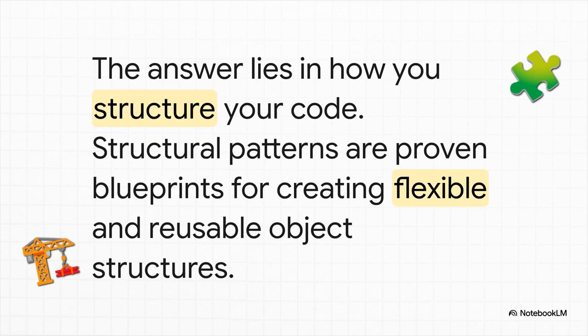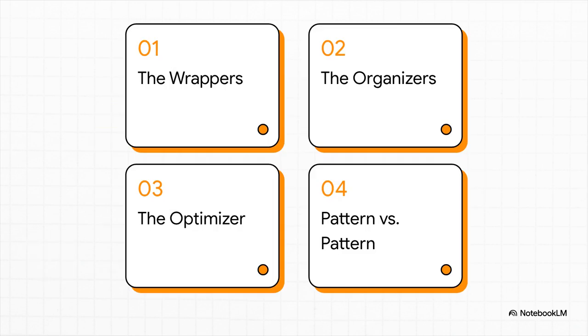They're these proven, time-tested blueprints for creating larger structures out of smaller pieces and keeping everything flexible and reusable along the way. So here's what we're going to cover. We'll start by looking at a group of patterns I call the wrappers. They're all about adapting and enhancing objects. Then we'll zoom out to the organizers, which help us compose entire systems. We'll look at one crucial optimizer for saving memory. And finally, we'll put them all head-to-head so you know exactly when to use each one.